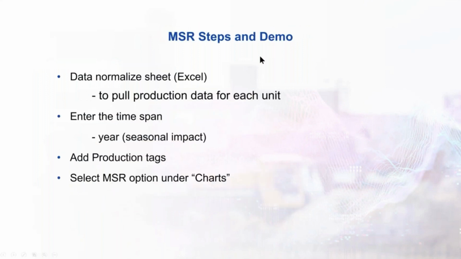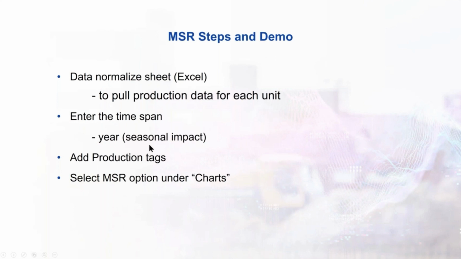So the MSR steps that I'm going to go through in the demo, four parts of it, basically. We have a data normalized sheet that's Excel that we pull production data into for each unit. Then I put the tag in for each unit. We enter the time span, and we generally do a year. The reason we do a year, it doesn't necessarily have to be, but many processes we work with have seasonal impact. So you need to get enough data that you get a complete cycle in there that's representative.